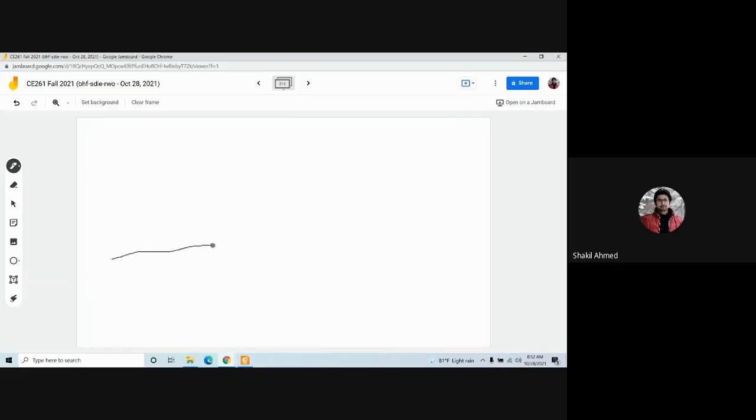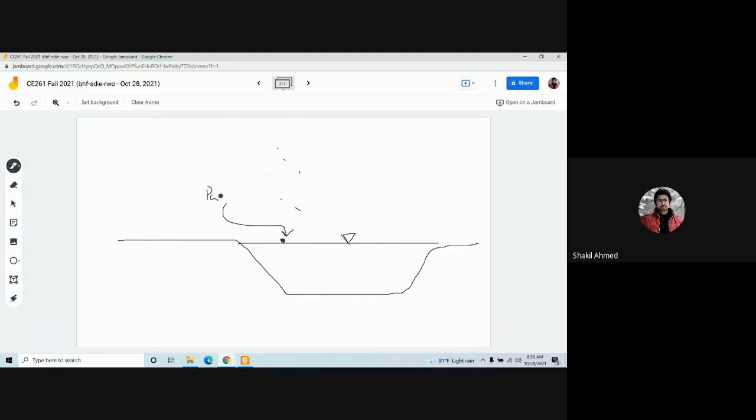Let's say at this point here, you have a pressure exerted by what? The gas. That means the air, right? And we're telling that this PA equals gamma A into HA. And HA starts from the top of the atmospheric surface all the way up to this. So this is actually HA, gamma A into HA. This is the pressure at this point.